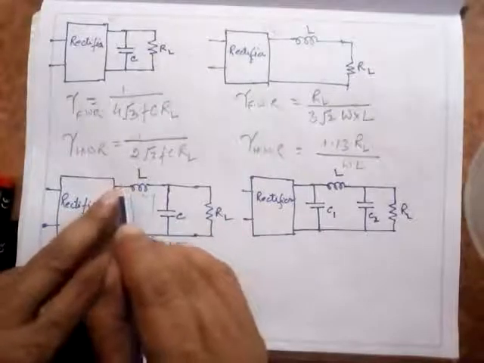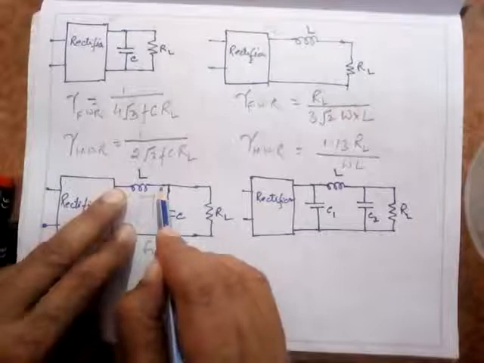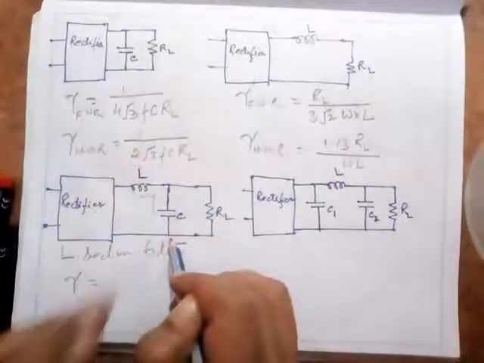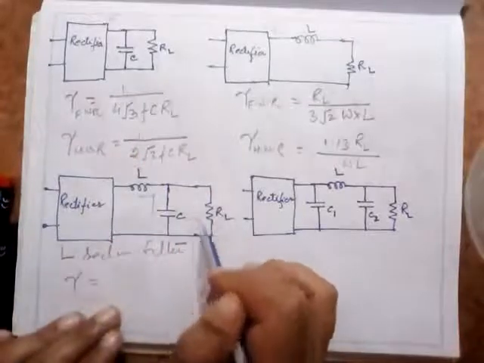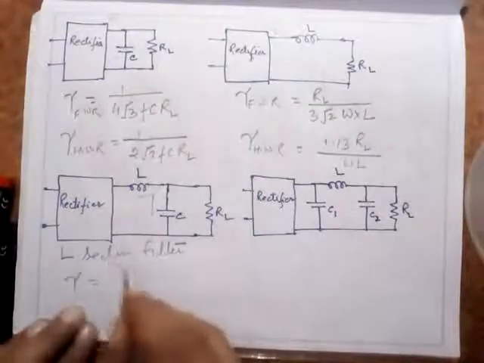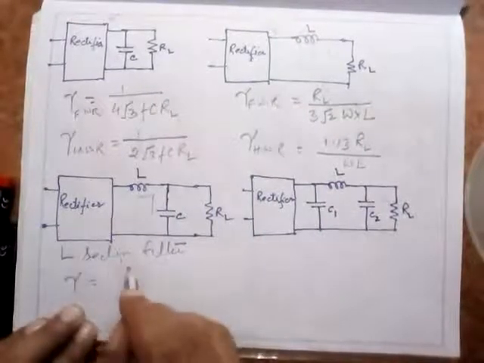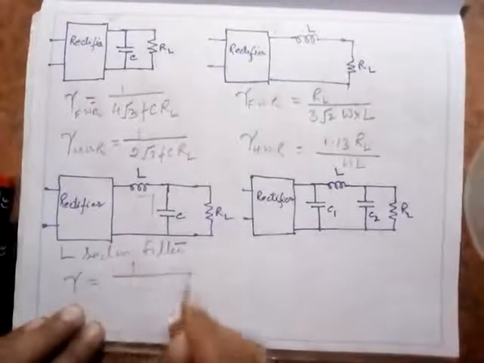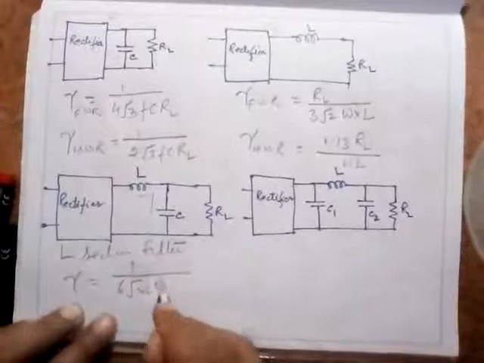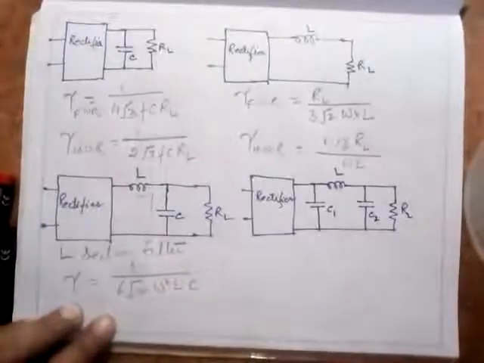Here you have both AC and DC. It will pass DC and block AC. If some amount of AC is left, it will be bypassed by this capacitor here, and at the output you will get a comparatively better DC as compared to these two. For a full wave rectifier, the ripple factor gamma is 1 upon 6 root 2 omega square LC.